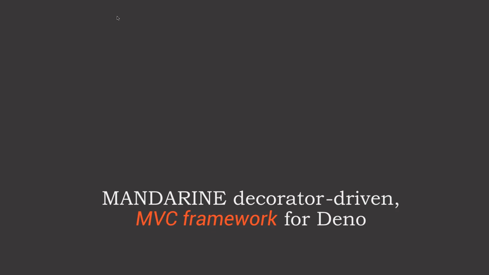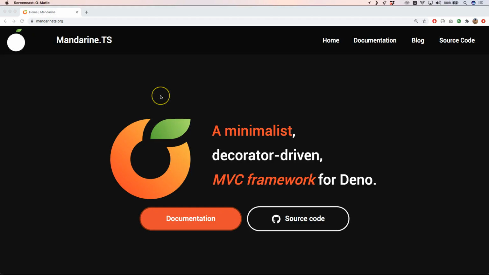This week I want to talk about Mandarine, a decorator-driven MVC framework for Deno, and I want to show you that with a little example, right? So let's go. Mandarine for Deno is a very great decorator-driven MVC framework. If you're familiar with Spring MVC in Java or with the MVC framework of .NET, then this will also look and feel very similar to you, right?